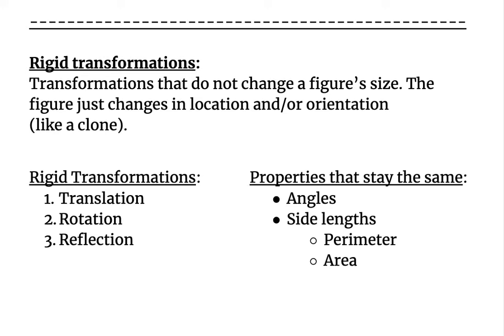Okay, so remember, you're just creating a clone with the rigid transformations. You're not changing the size. So angles and side lengths should remain the same.